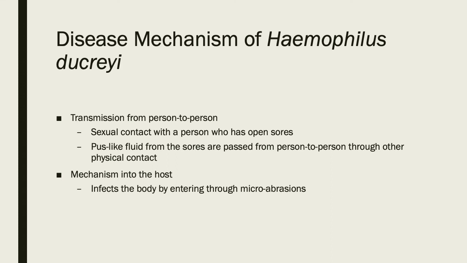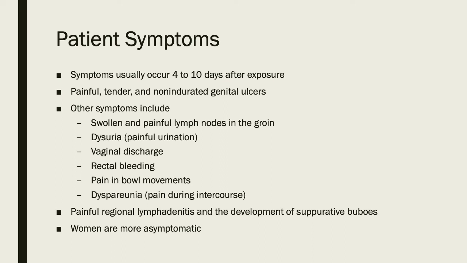The second is when the pus-like fluid from the sores is passed from person to person through other physical contact, meaning if you have open chancroid sores, touch one of them, and then touch another person, you may pass the infection to them, even if the activity was not sexual. Scientists think that the pathogen enters the body through microabrasions in the skin, typically during sexual activity, as it usually doesn't infect skin that doesn't have any abrasions. Symptoms usually occur within 4 to 10 days after exposure.